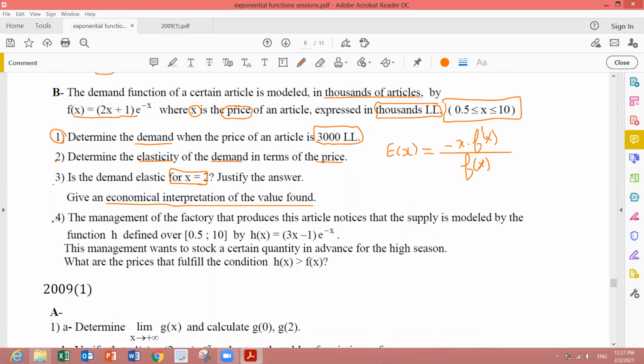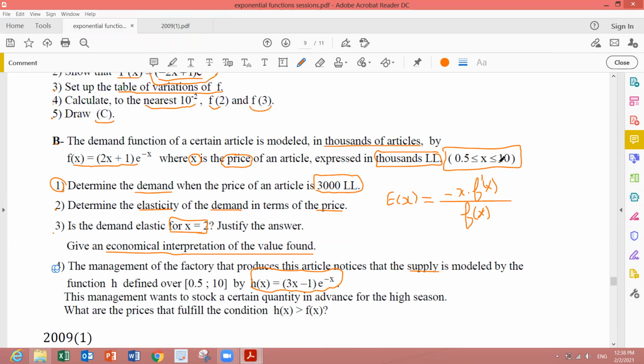Finally, part 4. The management of this factory produces this article. Notice that the supply is modeled by h(x) equal to (3x minus 1) e to the minus x. This is the supply. Well, x is between 0.5 and 10. It is the same as here.